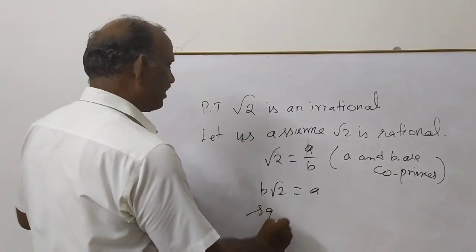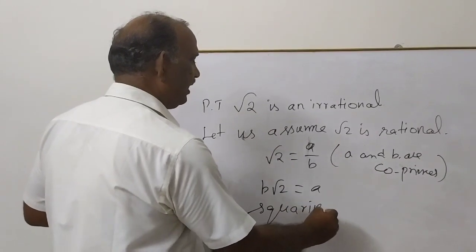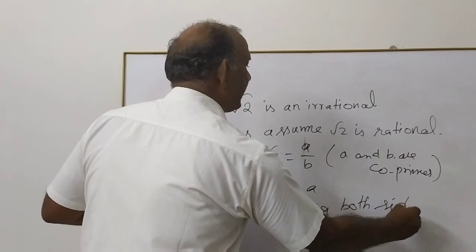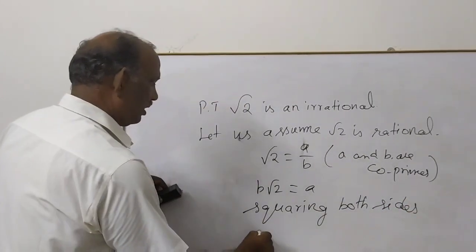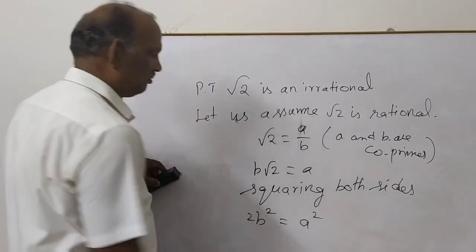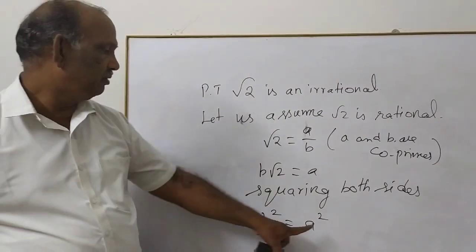Squaring both sides, write down here, squaring both sides. What do you get? b squared times 2, that is 2b squared, equal to a squared.